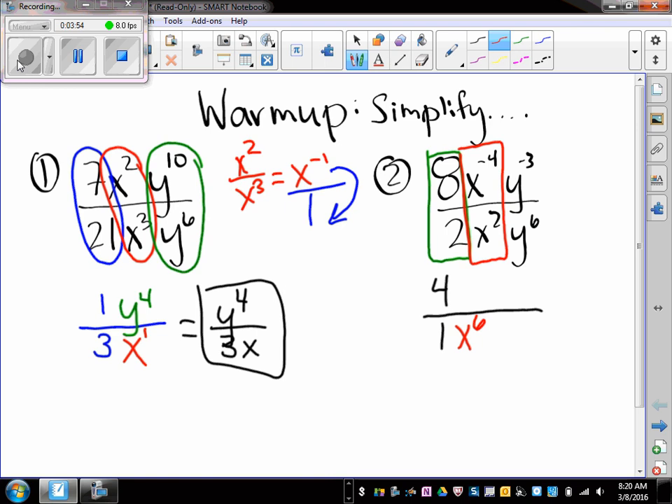Again, x to the -4th over x squared is x to the -6, -4 minus 2. And because it's negative, it gets sent to the denominator. If you need to do that individually in different steps, that's fine. Now let's take a look at our y's.